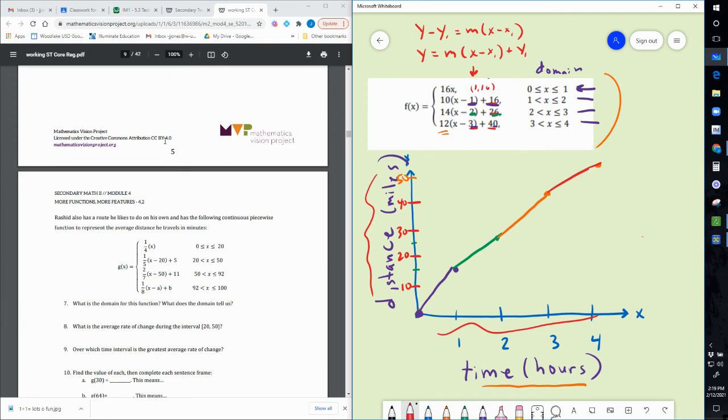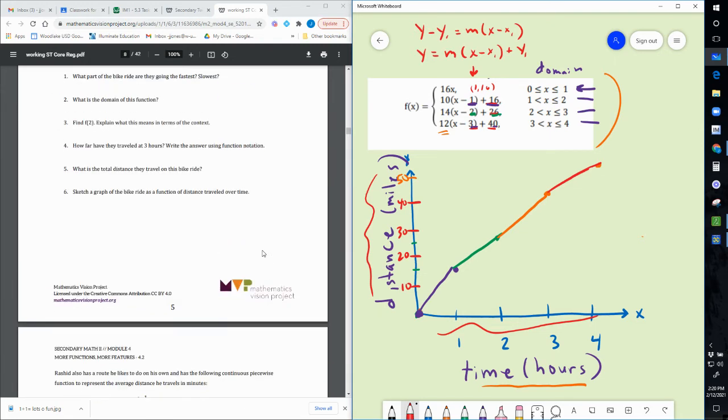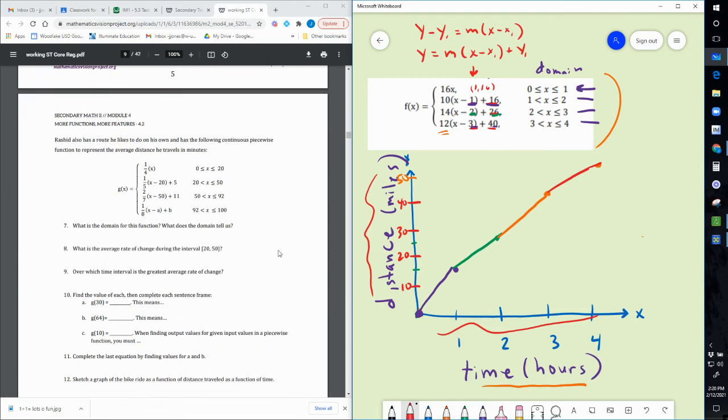All right, moving on. It says Rashid also has a route he likes to do on his own and has the following continuous piecewise function to represent the average distance he travels in minutes this time, okay? So this is time in minutes now. So the domain from 0 to 20 and 20 to 50, that's minutes. And then these are the equations. Okay, so this right here, guys, is very, very similar from 1 through 6, but it's this new problem.